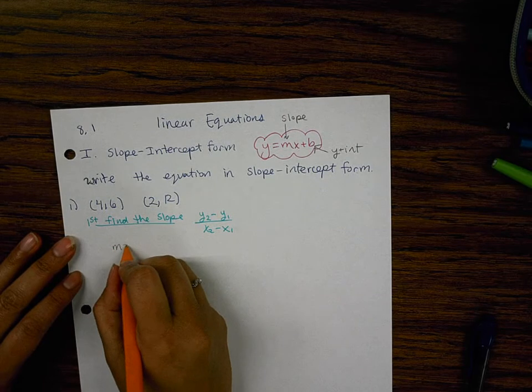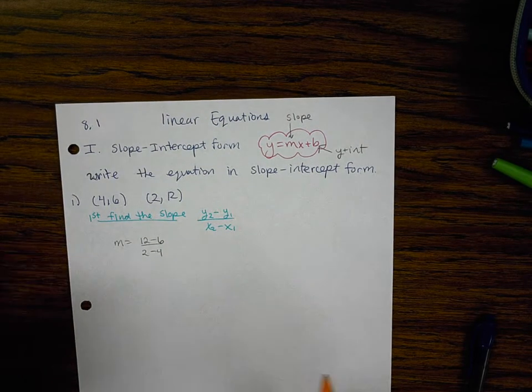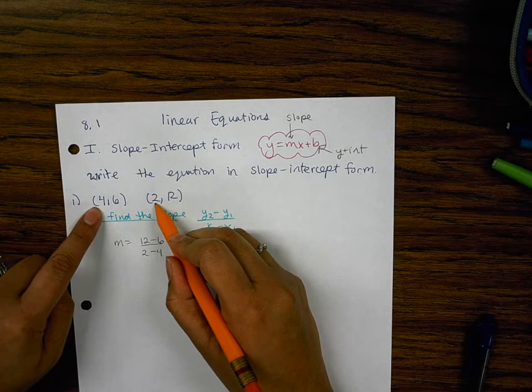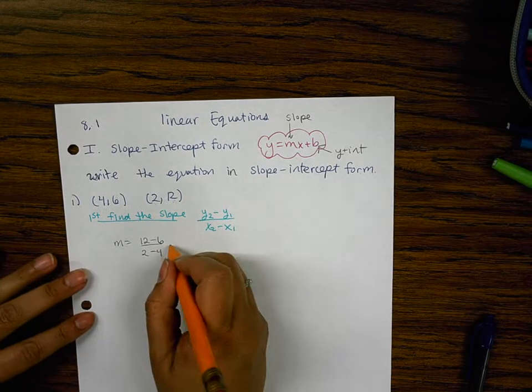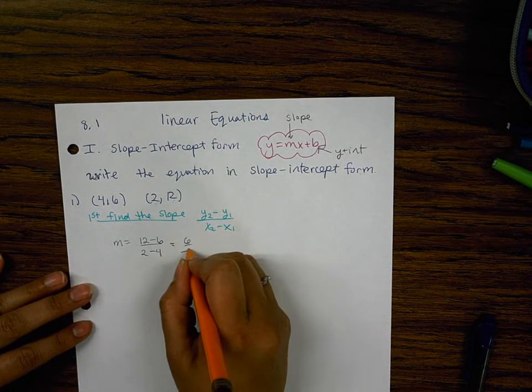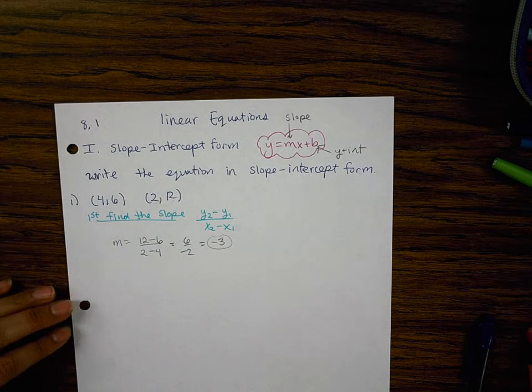Okay, so the slope is 12 take away 6 over 2 take away 4. As long as you're consistent, 12 take away 6, 2 take away 4, or you can do 6 take away 12 and 4 take away 2, again as long as you're consistent. This equals 6 over negative 2, which reduces to negative 3.